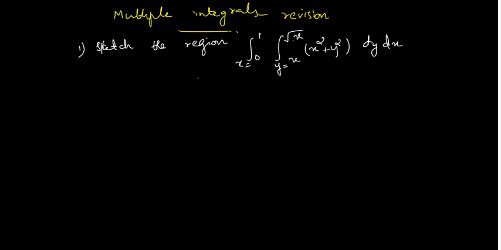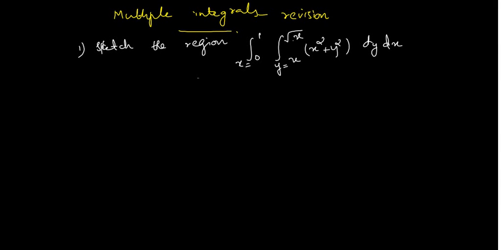So next is a question. Sketch the region of integration for the integral x is equal to 0 to 1, integral x to root x, of x square plus y square dy dx. So here, the integral 0 to 1, then the integral x to root x. That means the innermost integral is containing the variable x. So this will be the limits for y.